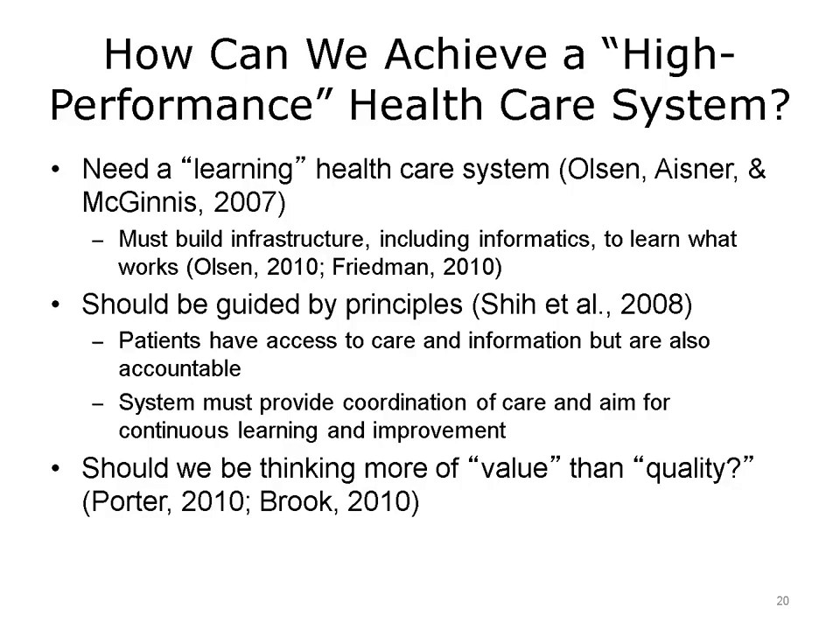Finally, how can a high-performance healthcare provider system be achieved? The Institute of Medicine, the ONC, and others have talked of the need to build a learning healthcare system. Such a system requires an infrastructure, including informatics, to learn what works. This issue was addressed in a recent report by the Commonwealth Fund, an organization that has been measuring the quality problems in healthcare. It advocates that the high-performance healthcare provider be guided by certain principles, detailed in its report and summarized on this slide. All patients should have access to care and information, but they should also be held accountable for that information and for making appropriate decisions.